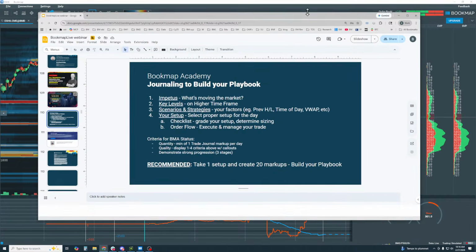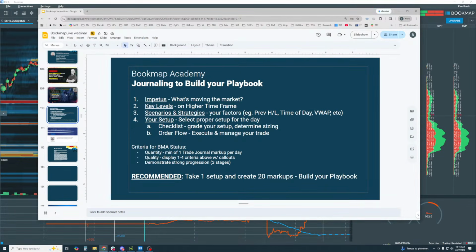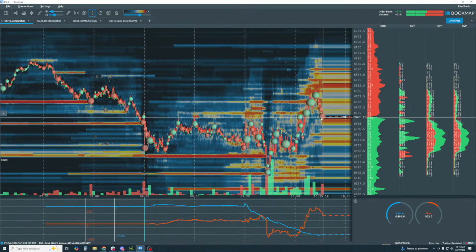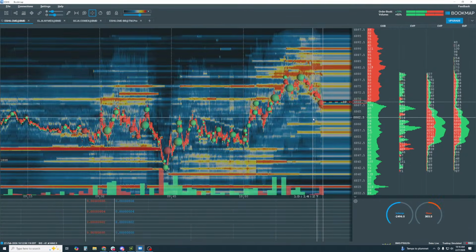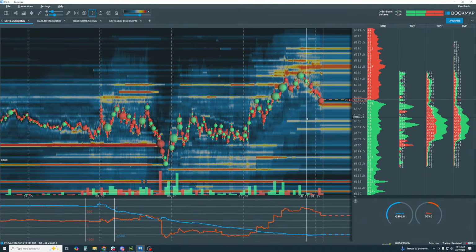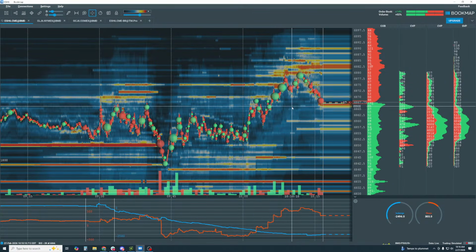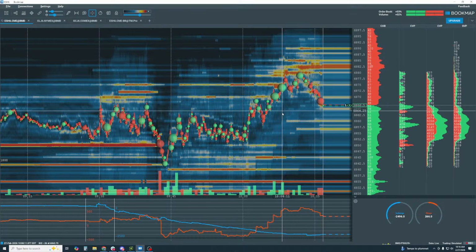Impetus, what's moving the market? Okay, we really need to understand this. If you start to understand this and put this into context, this will filter your trading. It'll keep you away from a lot of really kind of silly trades. You might see your setup, but it doesn't make sense in the context, right?